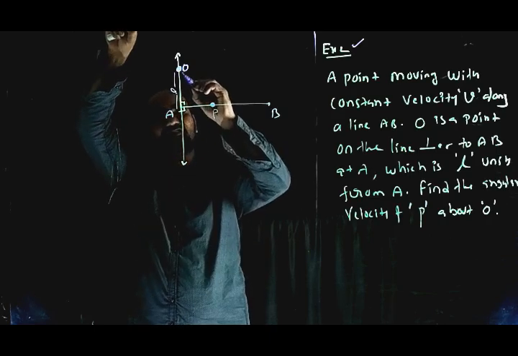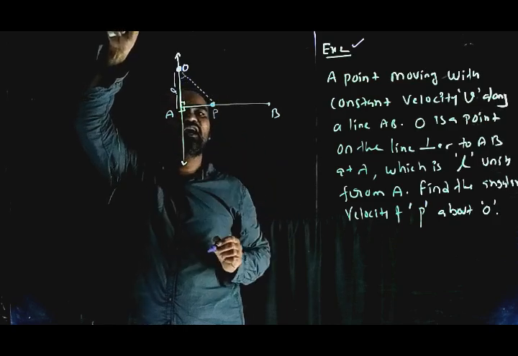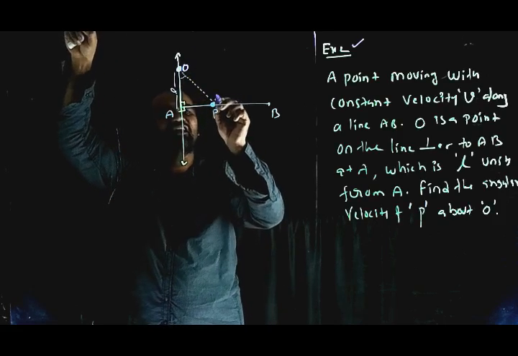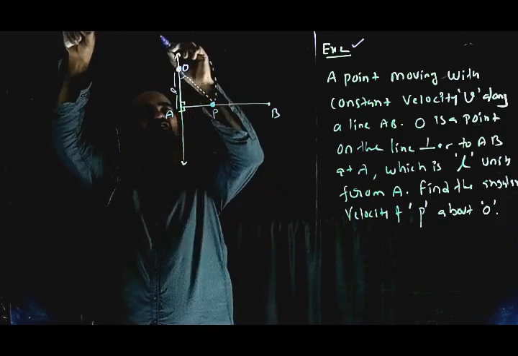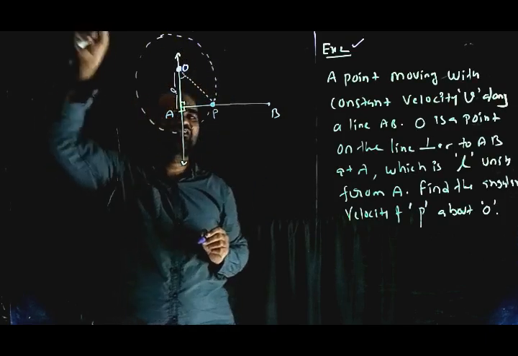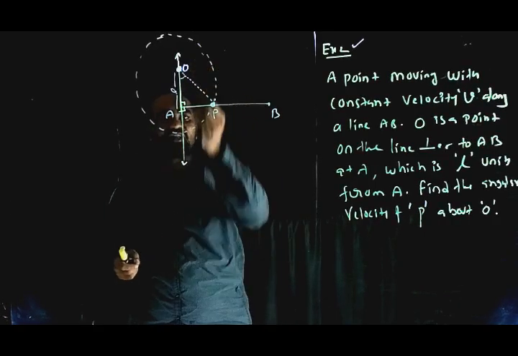Join this. So this is the angle made by P at the center. Why am I saying center? You can draw a circle like this with OP as radius. So the angle made by P at the center, with respect to the line, is theta.